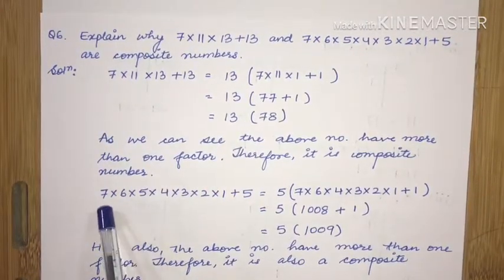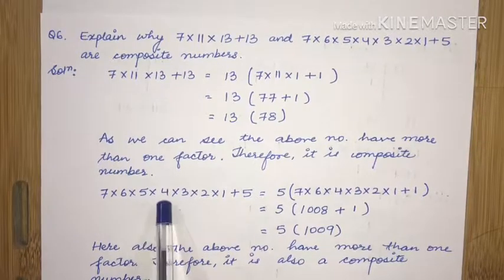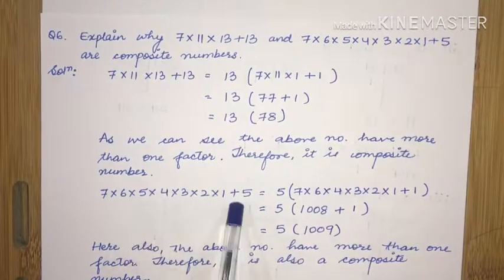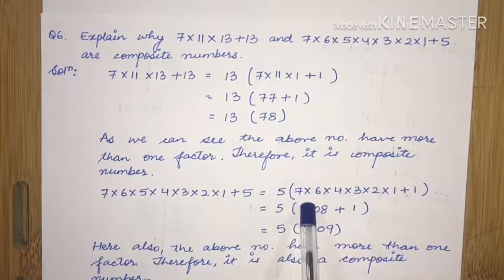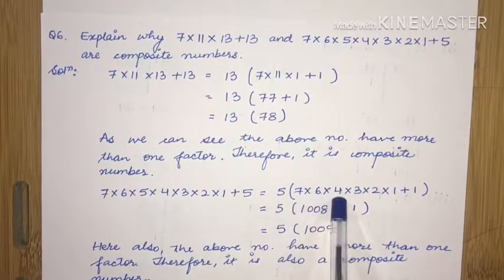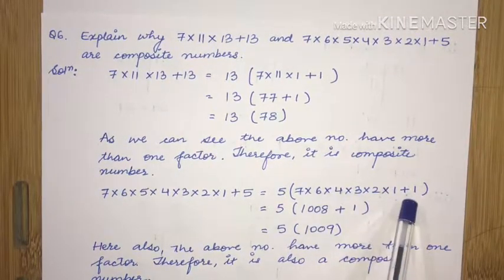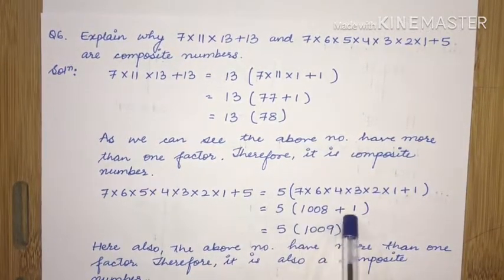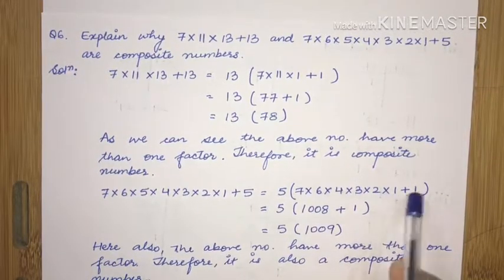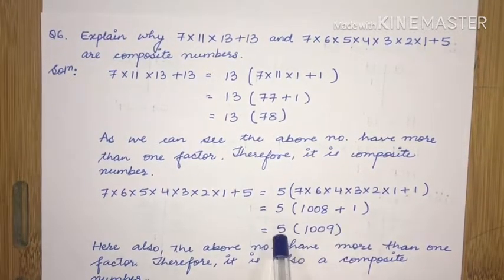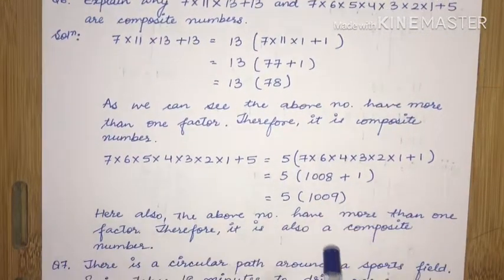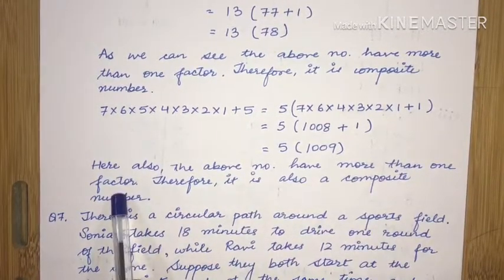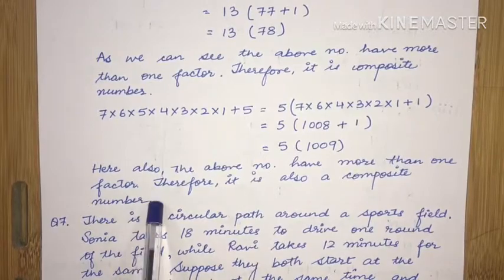Now the second number is 7 into 6 into 5 into 4 into 3 into 2 into 1 plus 5. Here we can clearly see 5 is common, so we'll take it out common. We are left in the bracket with 7 into 6 into 4 into 3 into 2 into 1 plus 1, which is equal to 5 into 1008 plus 1. We multiplied all the numbers and added 1 over here, which comes out to be 5 into 1009. Here also the above number has more than one factor. Therefore, it is also a composite number.